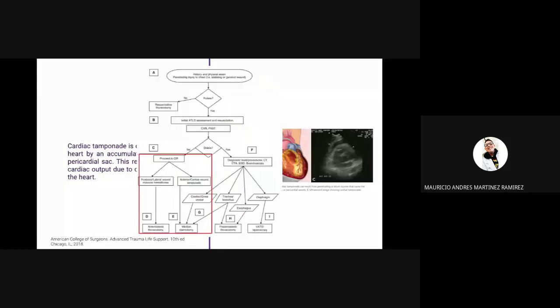As we can see in this algorithm again, if we have a cardiac tamponade, we must do a median sternotomy.